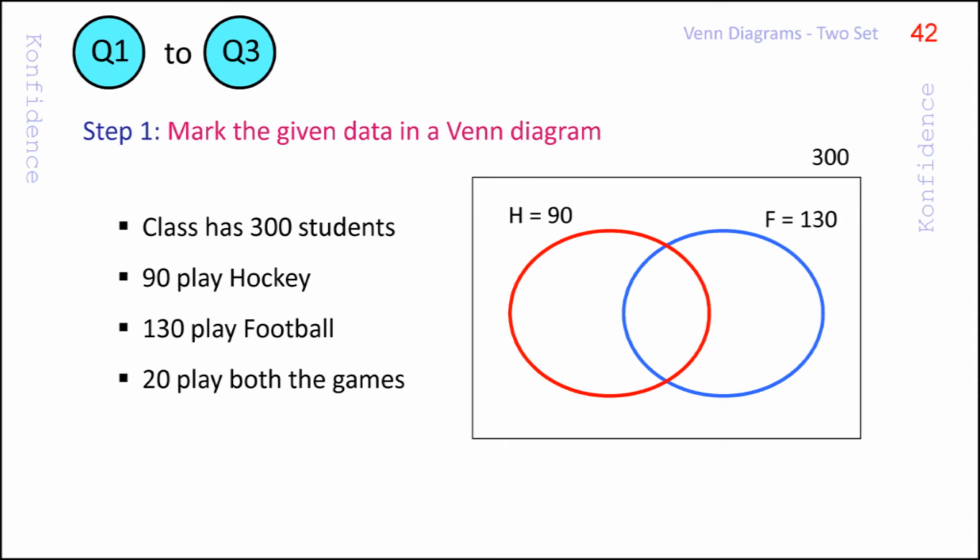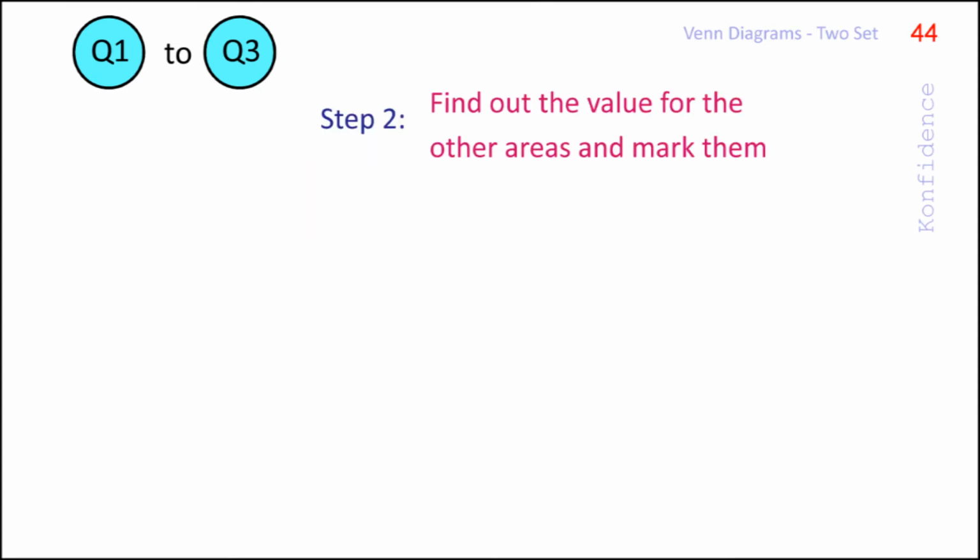Please have a look at the number 300, the total number of students, outside the rectangle. That is the universal set. Look at the common set, the set of people who play both the games, at 20. Understand the place of representation inside both the ovals in the common place. Now, we have to find out the other areas not given in the data. They have been marked as A, B, and X in the figure.